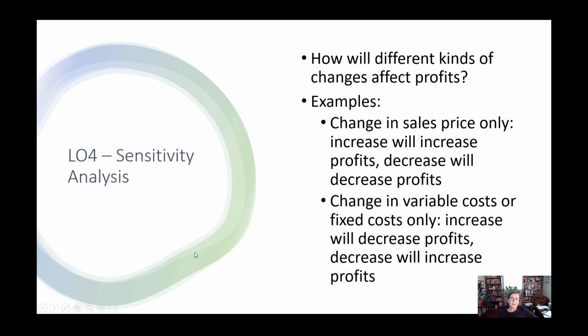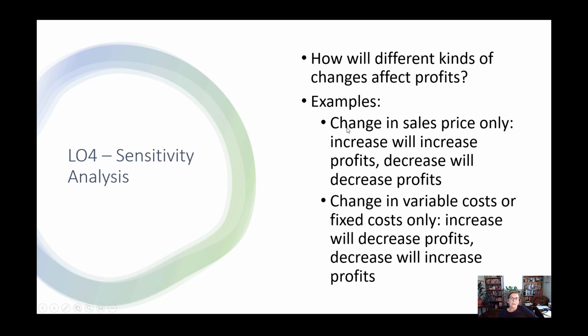All right. Next up is sensitivity analysis. That's just asking the question, what happens if? So what happens if, for example, our selling prices increased, our variable costs go up, or fixed costs go down, all kinds of things like that. So how are these different kinds of changes going to affect profits?